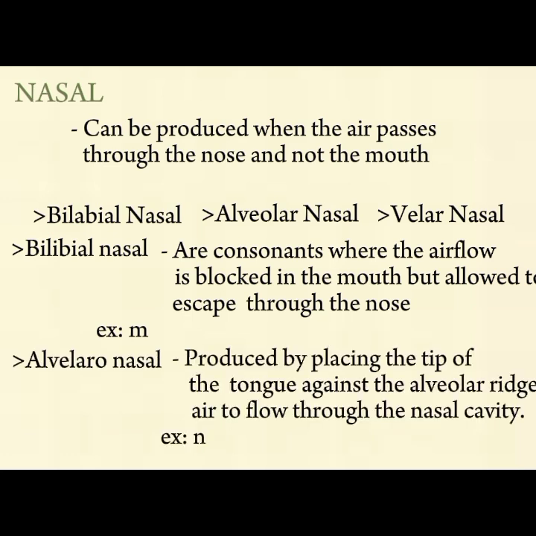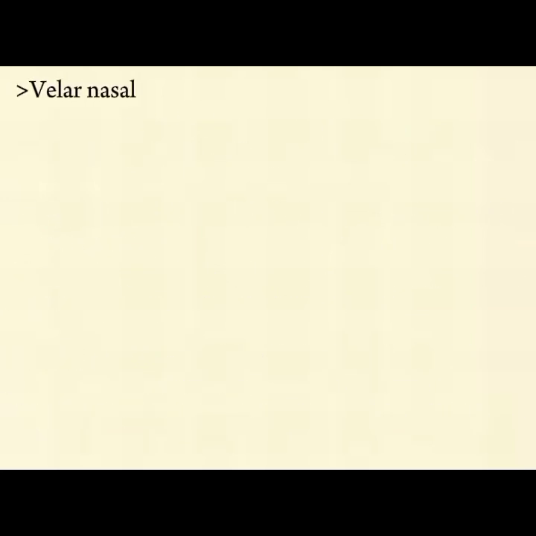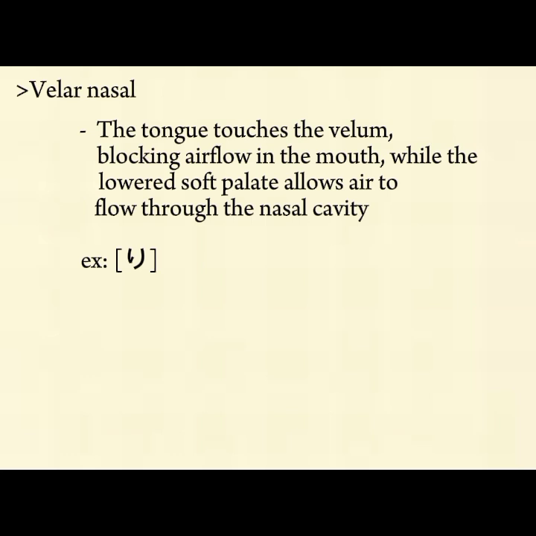Next, we have the alveolar nasal. Alveolar nasals are produced by placing the tip of the tongue against the alveolar ridge, allowing air to flow through the nasal cavity. Next, we have the velar nasal. For the velar nasal, the tongue touches the velum, blocking airflow in the mouth, while the lowered soft palate allows air to flow through the nasal cavity. For example, ng in thing.